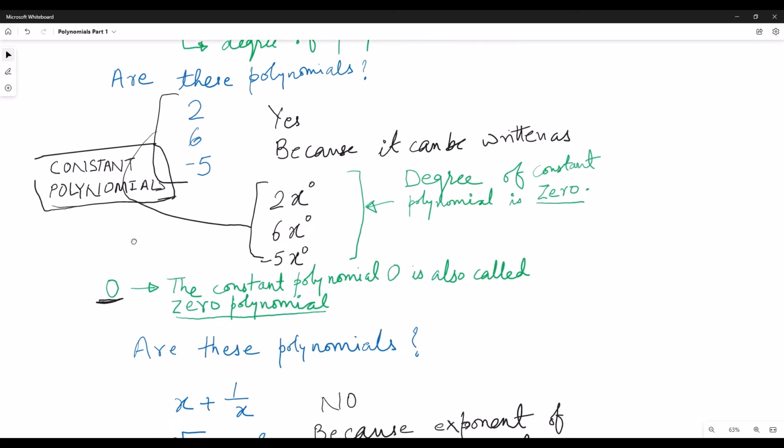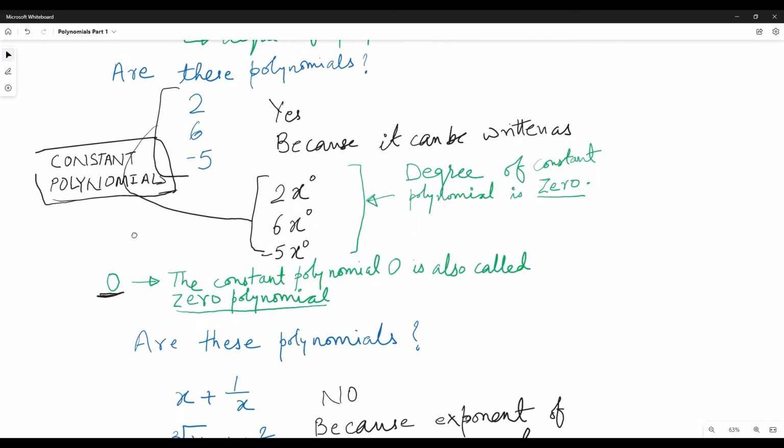Even 0 is a constant polynomial, and this is specifically called the zero polynomial. The constant polynomial 0 is called the zero polynomial. So there is a separate term for 0, the zero polynomial, but it is also a constant polynomial. Why? Because it is constant. That's simple. We do not have to be confused by the naming of the expressions. These are all definitions of polynomials.